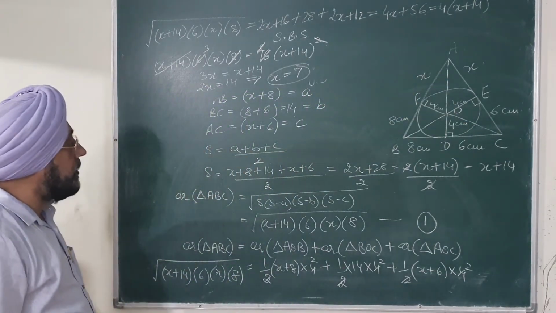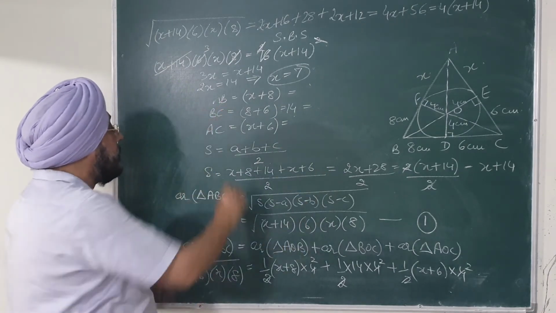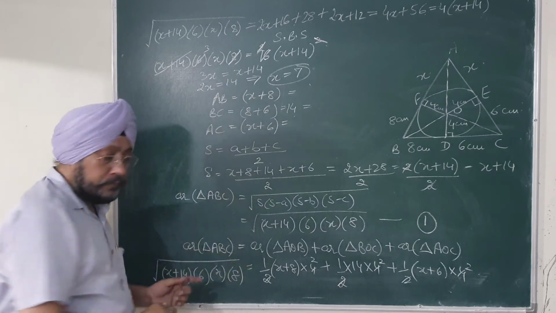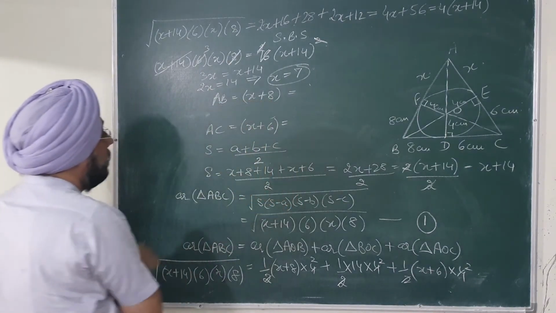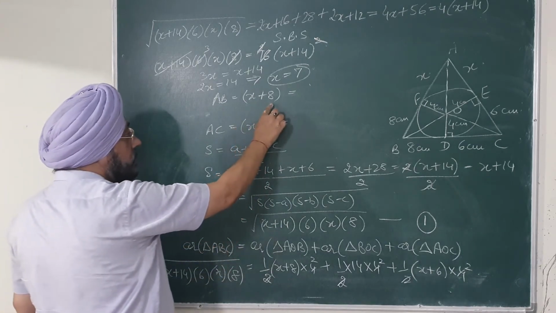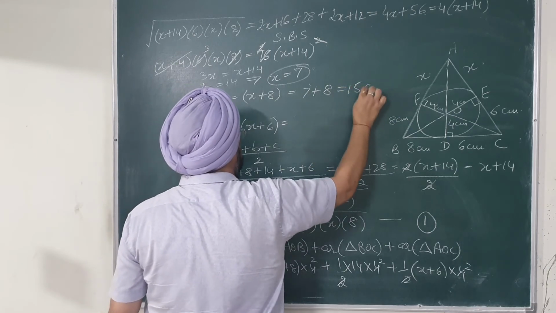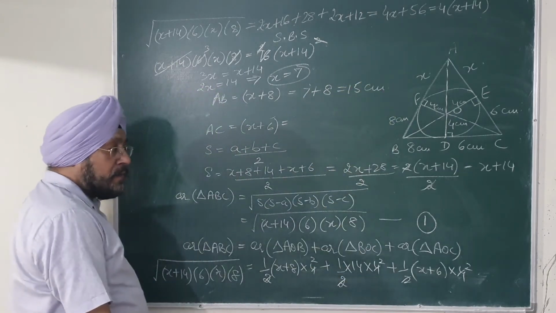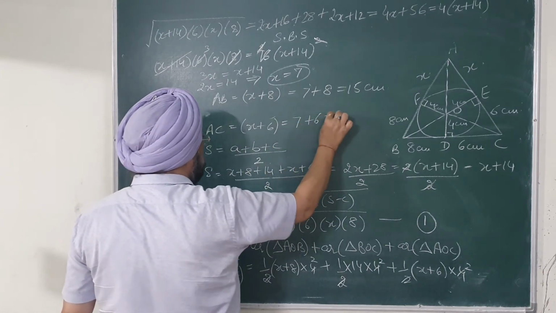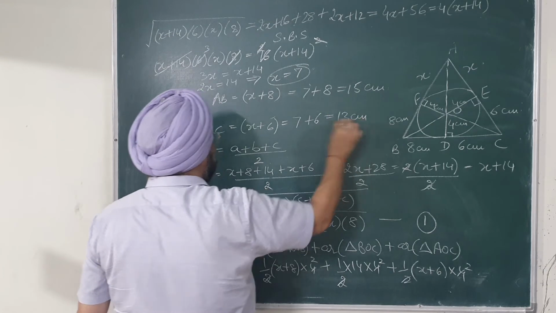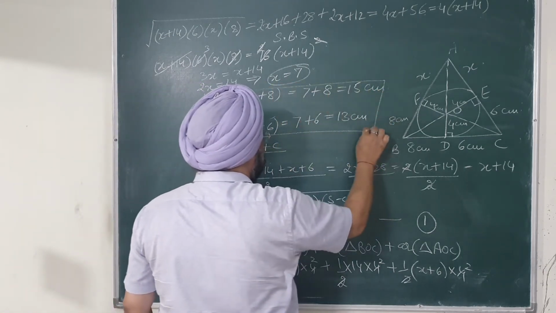Now clearly you can see here, AB = x + 8, x is 7, plus 8, so AB becomes 15 centimeter. Again substitute the value of x here, that is 7 + 6, so we get 13 centimeter, and these are the answers to question number 12.